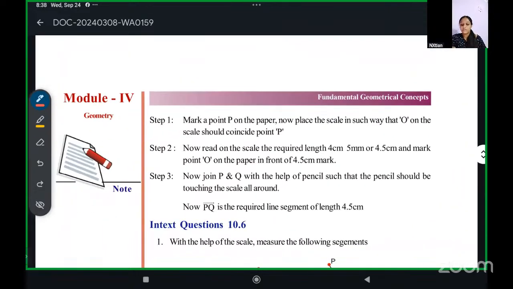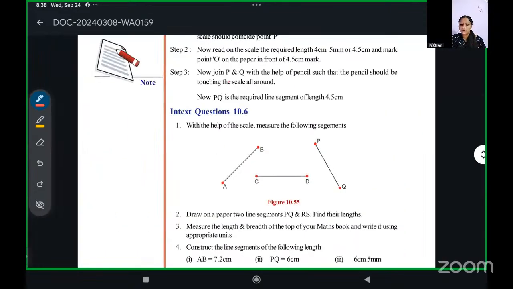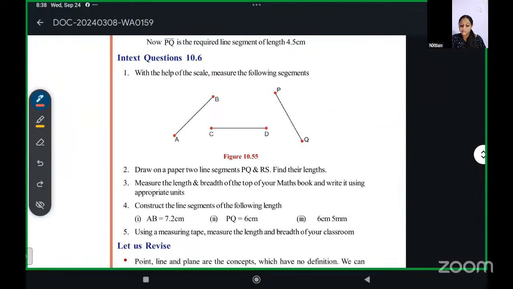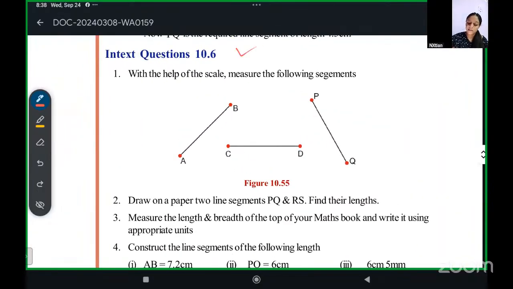Okay. So we have finished with the chapter. Your homework is to do the in-text questions, exercise 10.6. Finish all the exercises of the 10th chapter today.